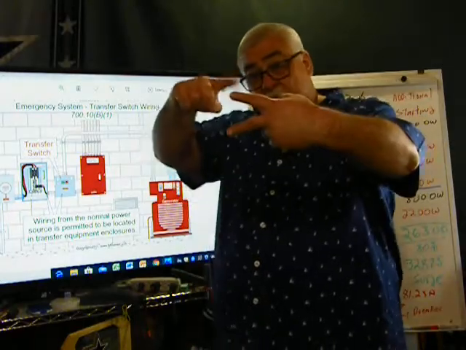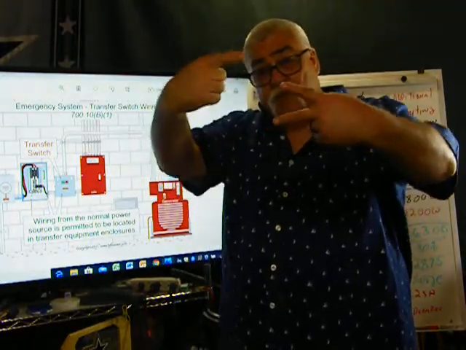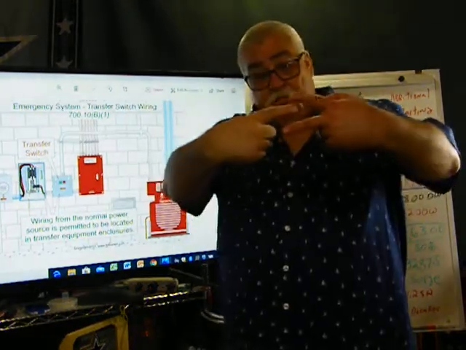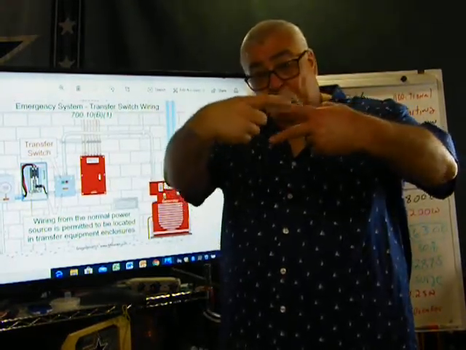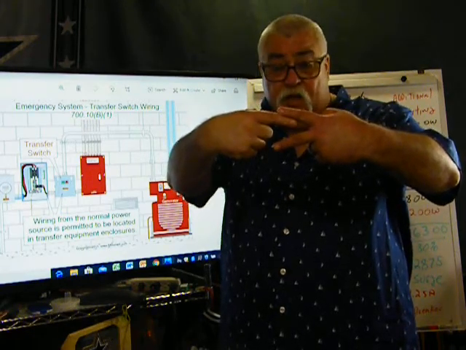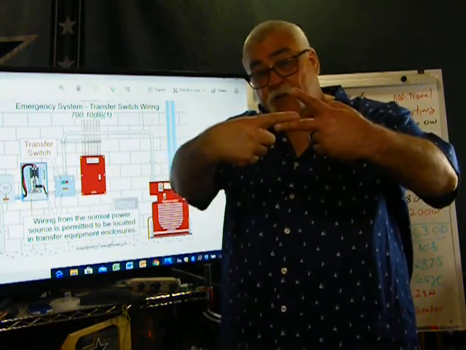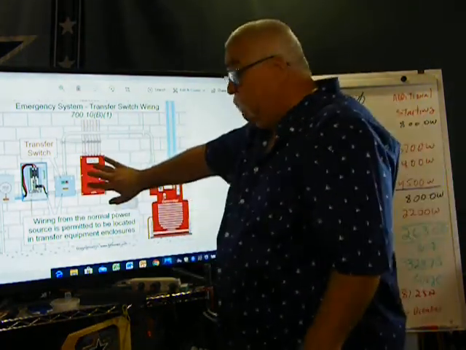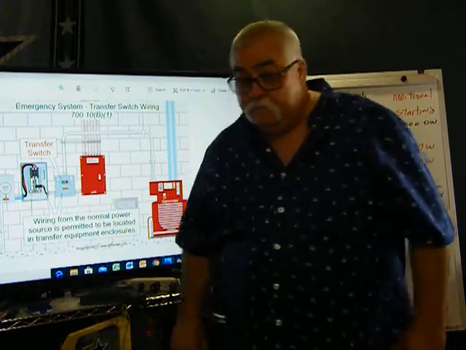So say this is my normal power, this is my emergency, and this is my feeder going to the panel. If this is my normal power, it's always here. Okay, power goes out, this transfers over, now it transfers over to the generator power, and now my power is going across and feeding the panel off the generator.